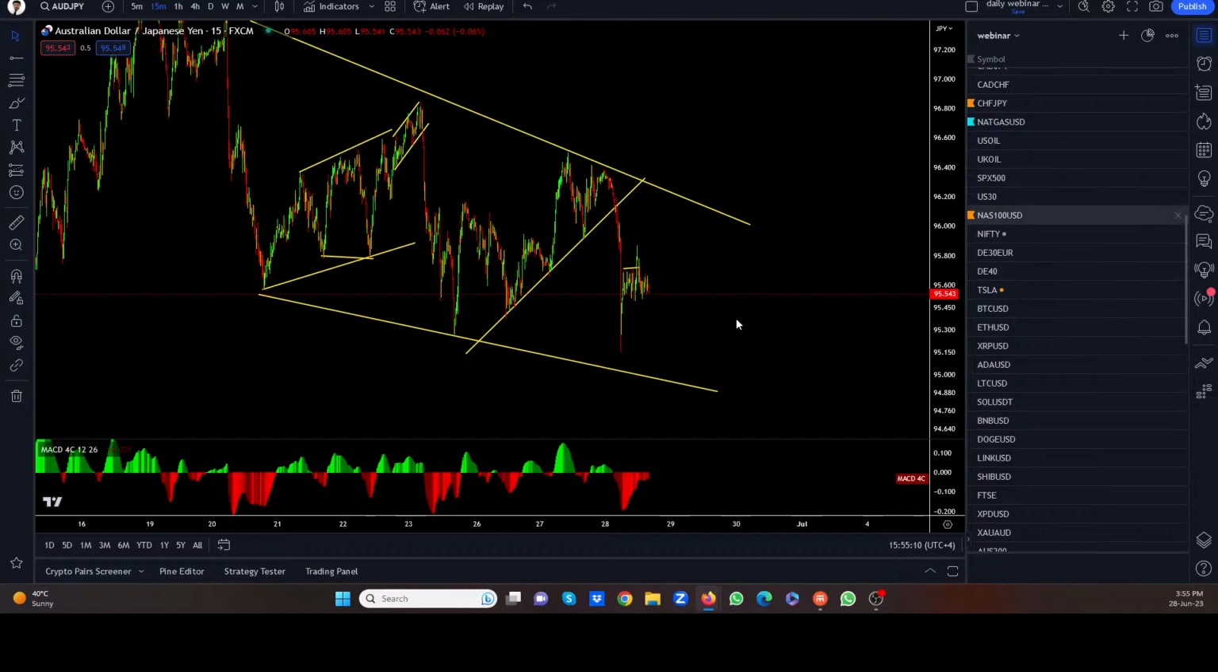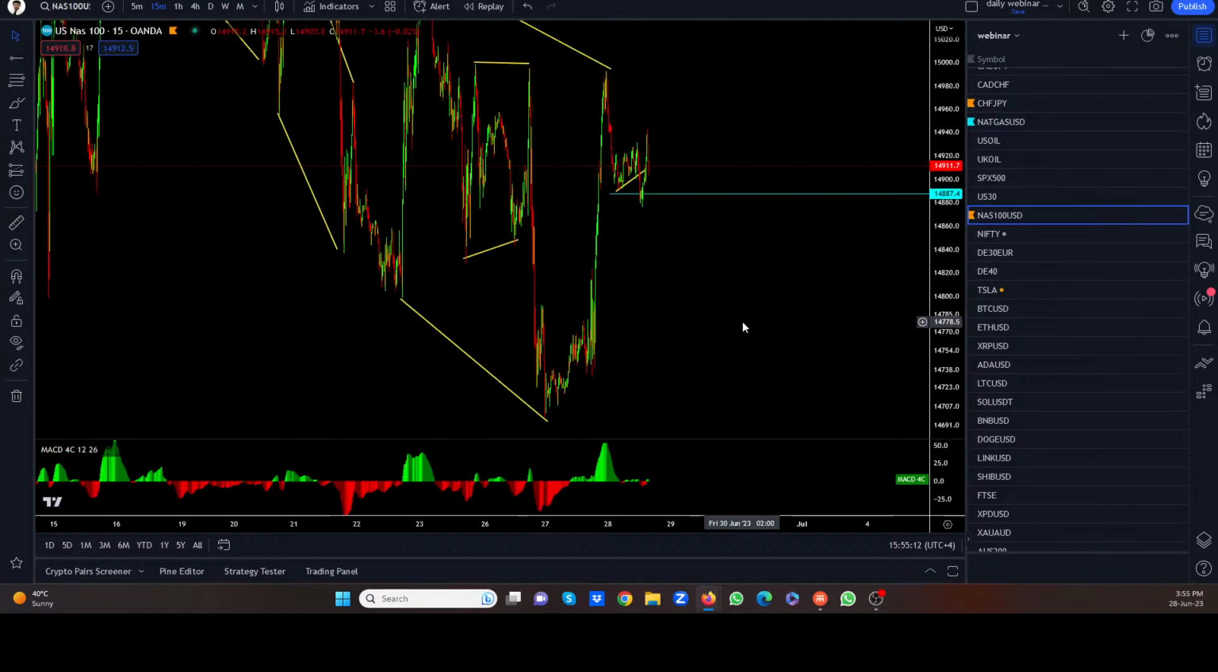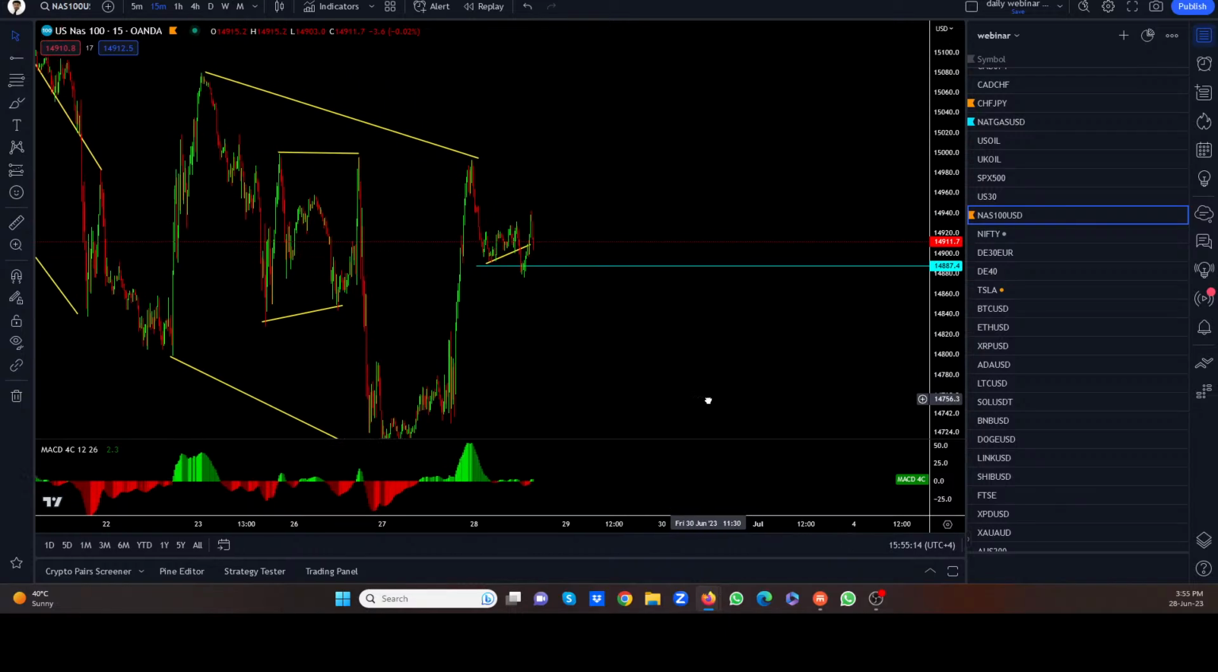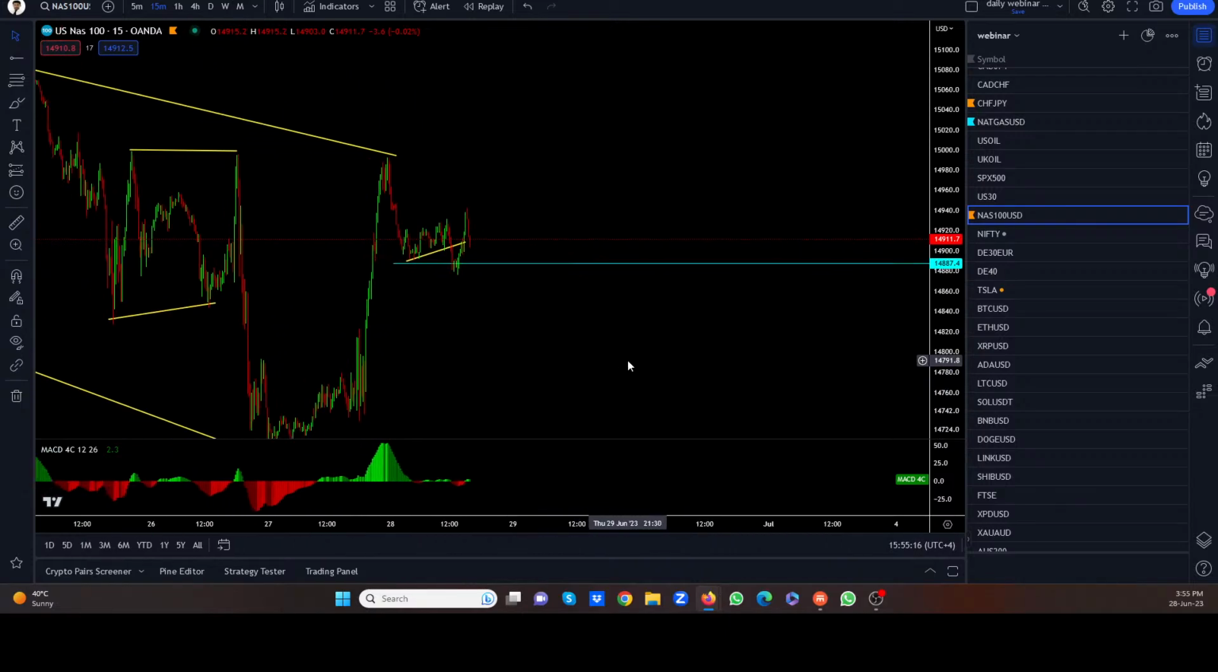There's one more here. That is the natural gas sell. Well, this sell is still valid. If you're in the sell, it's still valid. There is no consolidation. See this actually tag you and pull back.